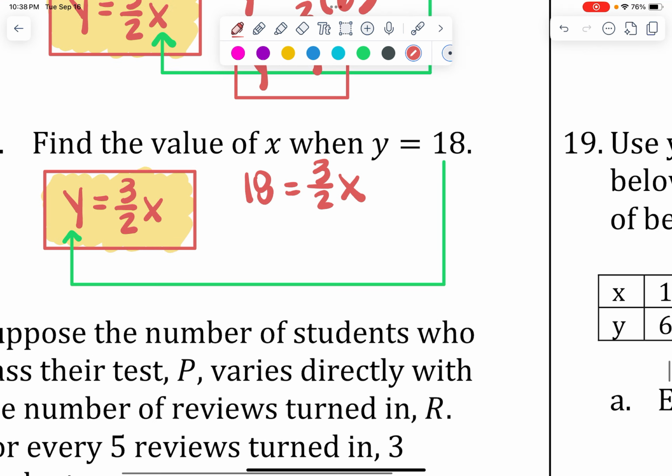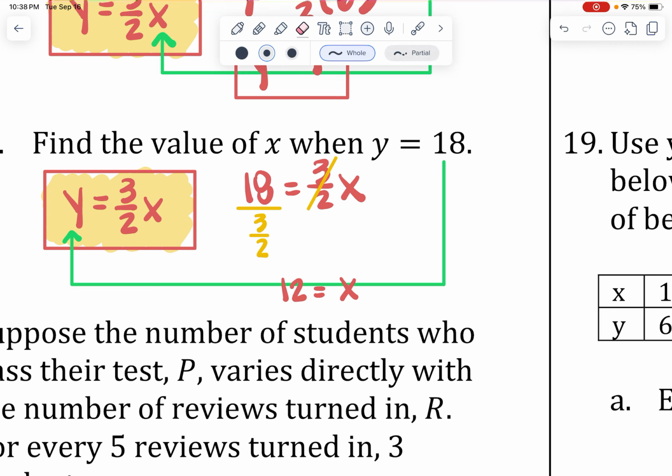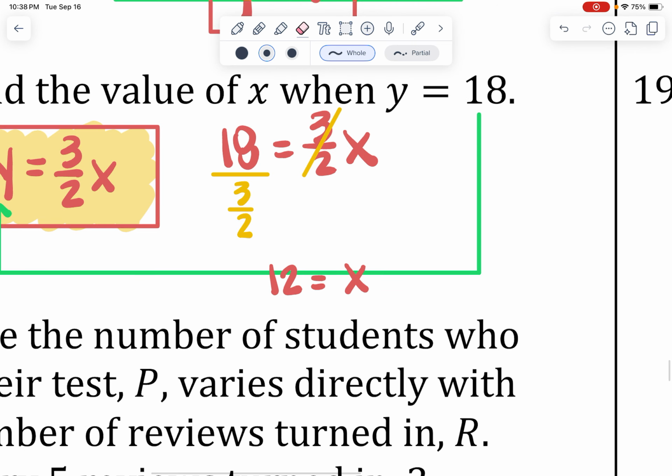Now it's always more work to solve for x than y because you actually have to solve the equation, but no big deal. We want to get rid of this 3 halves multiplier. So it's going to become a 3 halves divider when we move it to the other side. And if you don't know what that is, then just use your calculator. So dividing by 3 halves, that's going to give us 12 for x. And again, you can just use your calculator for that if you need to.